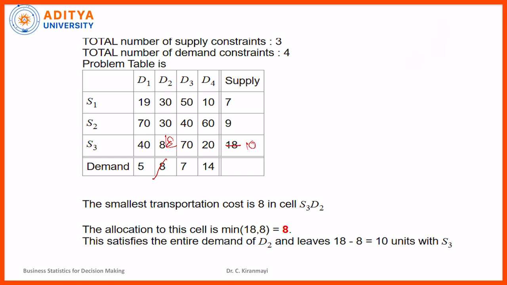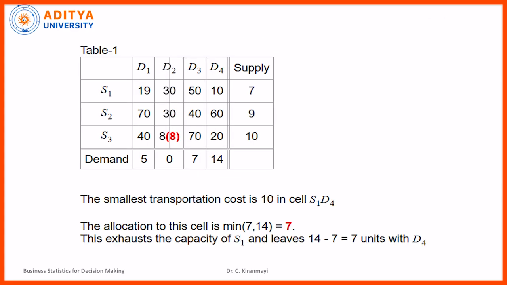From this source, how many units can be supplied? 18. Among 18, already 8 units are supplied, so 10 more units can be supplied from source S3. For destination 2, what is the requirement? 8 units are required, and 8 units we have already allocated. Therefore, this column must be struck off. This is how we start the allocation for the cell with the least cost and strike off that column. Next, don't consider the second column D2.